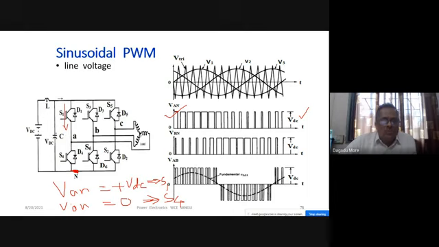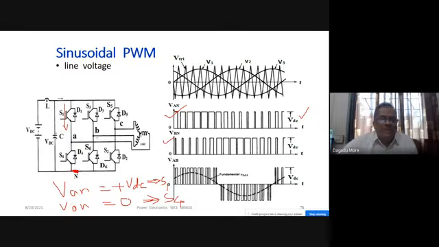What about VBN? When S3 is on, VBN will be plus VDC, and when S6 is on, VBN will be 0. So this is the second waveform, we get VBN. Okay, VAN is known, and this is the VBN, and here N is common.